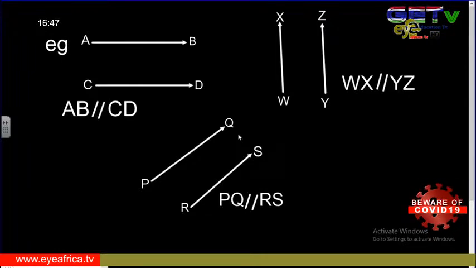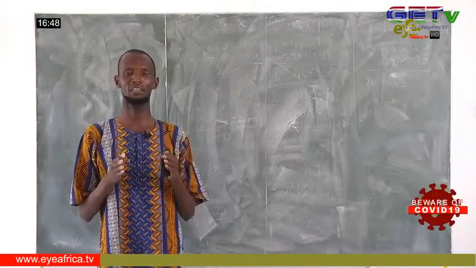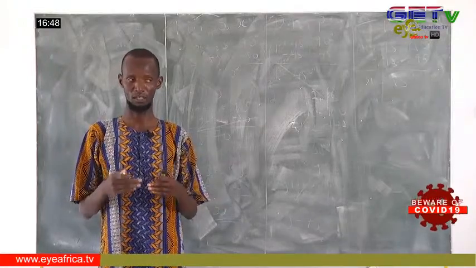You can see the first one, the horizontal lines AB and CD, are parallel because they're moving in the same direction, but they will never get to meet. Likewise, the second one, the vertical lines XW and YZ, are still moving in the same direction, but they never get to meet. So they are also parallel. And then the slanting ones, PQ and RS, are also parallel. Why? Because they're moving in the same direction and maintaining the same distance apart, so they never get to meet.